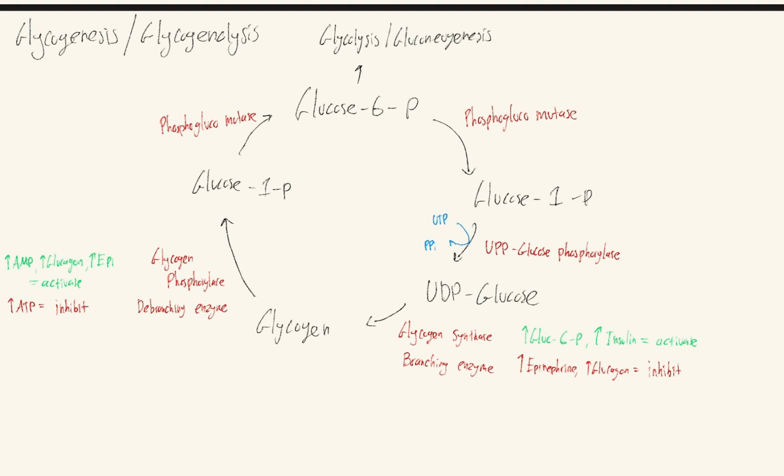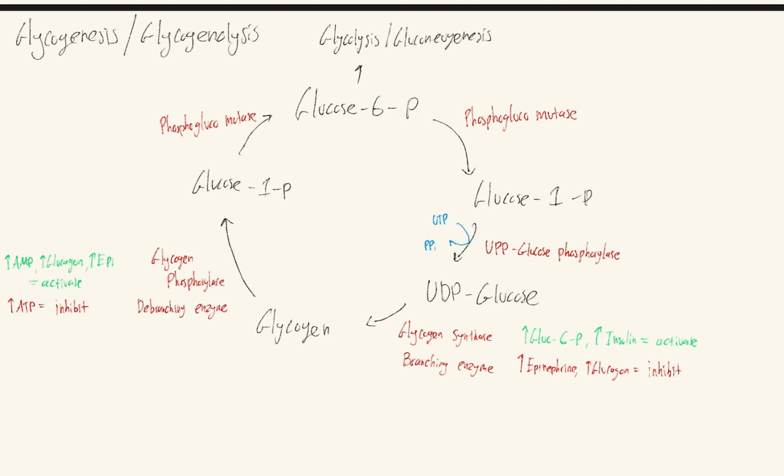Here's where it gets a little tricky. Not really, but it's just a little nuanced. Glucose 1-phosphate turns into UDP glucose, UDP meaning uridine diphosphate, just a nucleotide. It uses UTP and produces PPi, which is pyrophosphate. The enzyme UDP glucose pyrophosphorylase is what catalyzes this reaction.